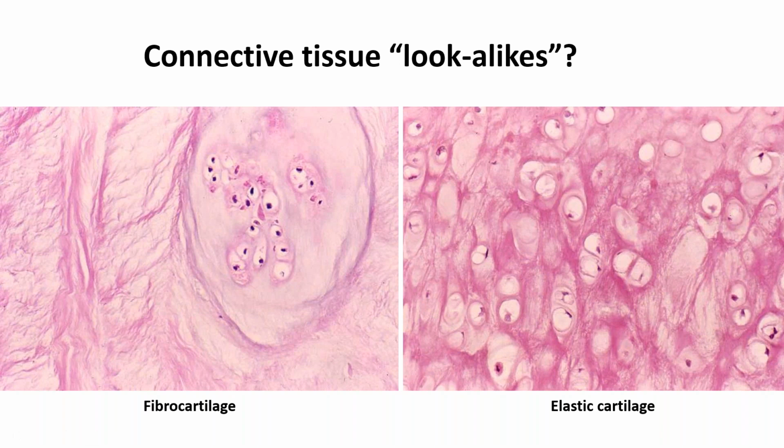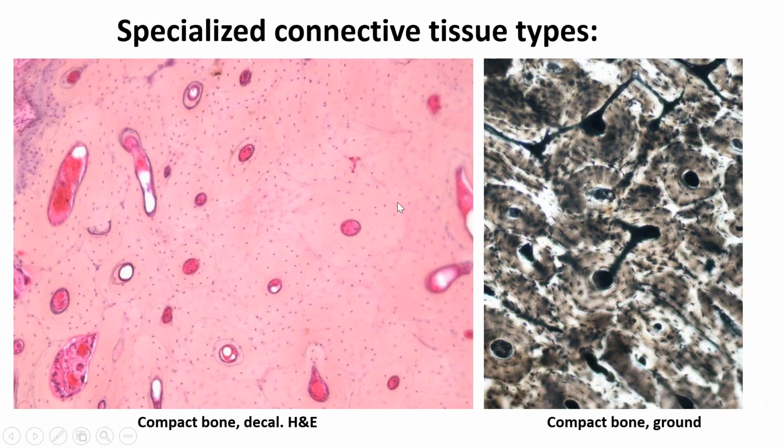So it's a nice compromise between those two tissues. Now let's look at the last type of specialized connective tissue, and that is bone. On the left-hand side, we see compact bone, which has been decalcified and stained with H&E. On the right-hand side, we see the compact bone that's been in a ground bone presentation. And again, this is commonly what we see.